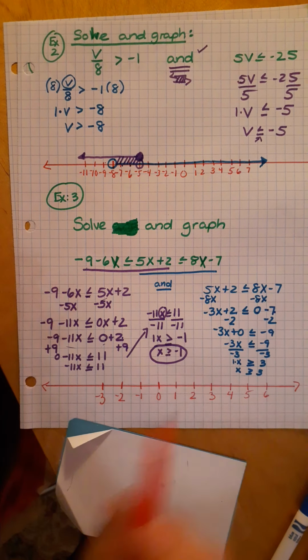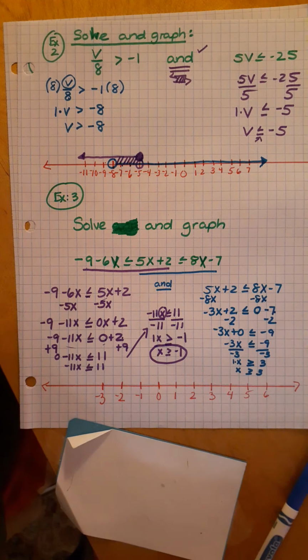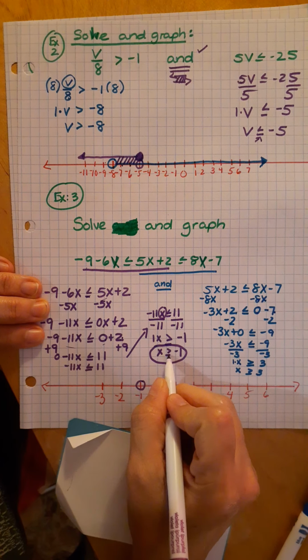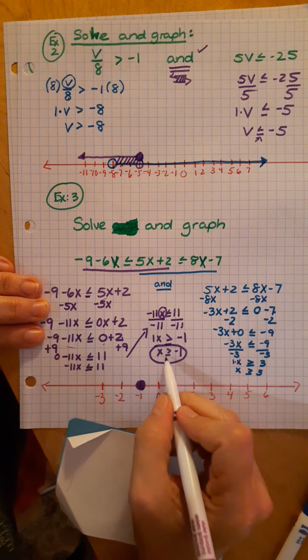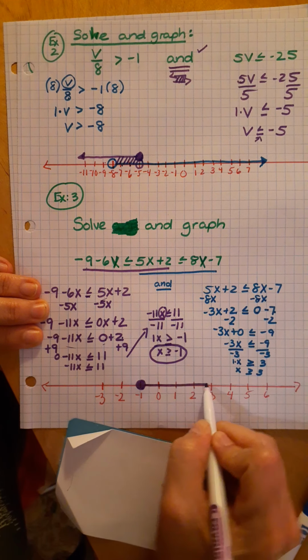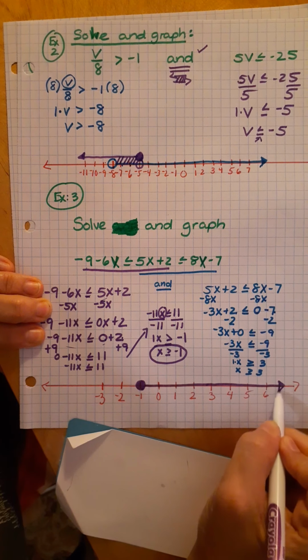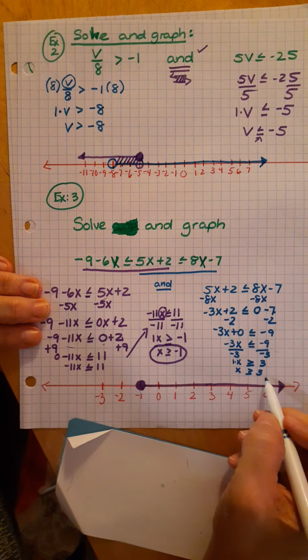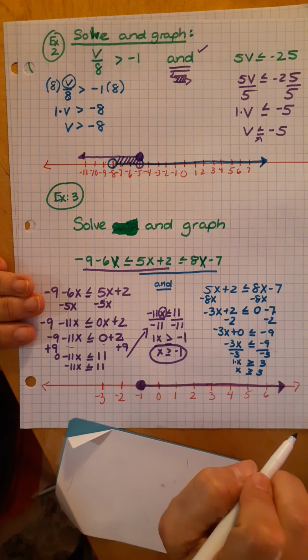X greater than or equal to -1. I'm expecting an overlap. Remember, here's -1. There's an equal sign. Color it. The numbers that are larger than -1 are in this direction, guys. Okay, there they are. Now, x is greater than or equal to 3, right?